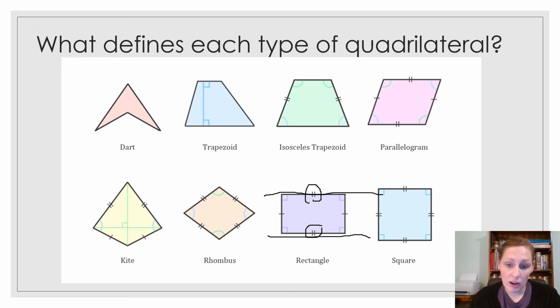But they are, in a rectangle, these two opposite sides are the same length as each other. The same is true here. This line and this line are parallel. They're never going to touch each other. But this side is the same length as that side. And that's what defines a rectangle, right?